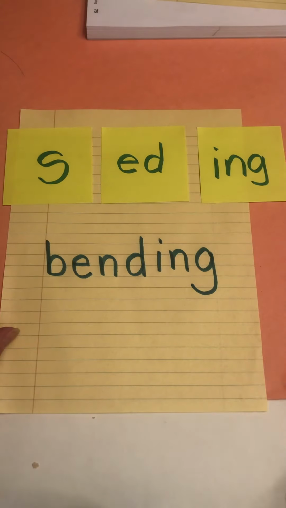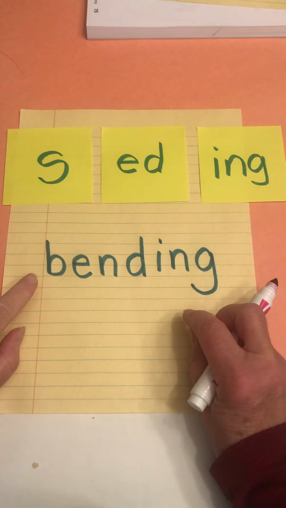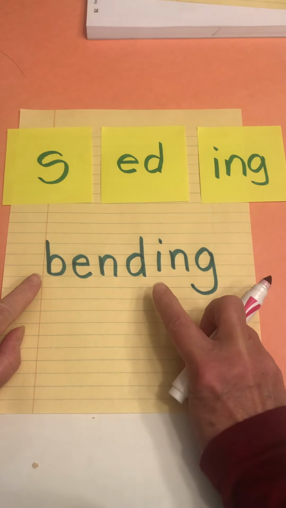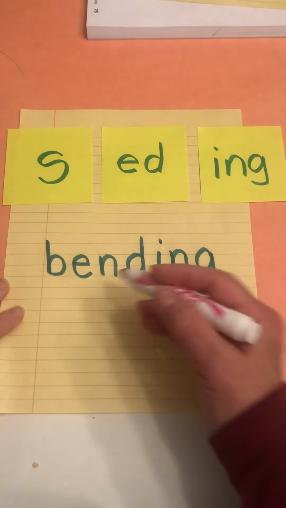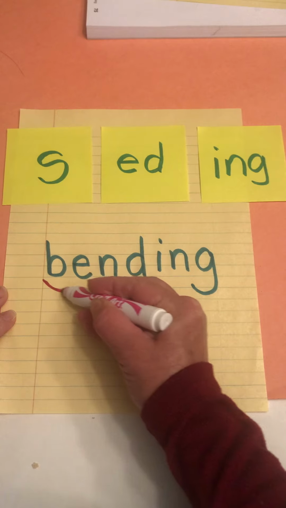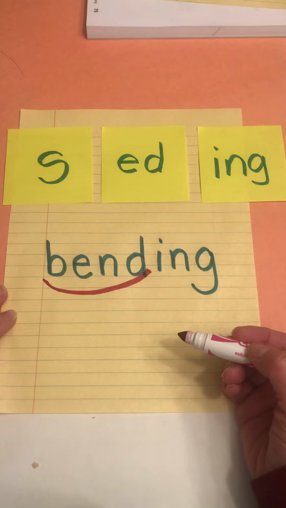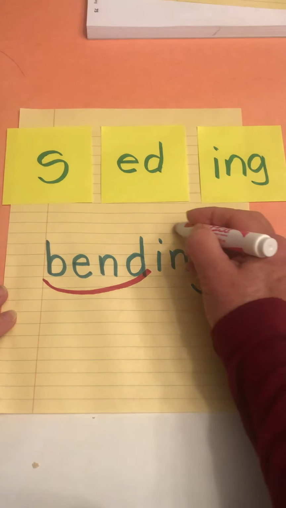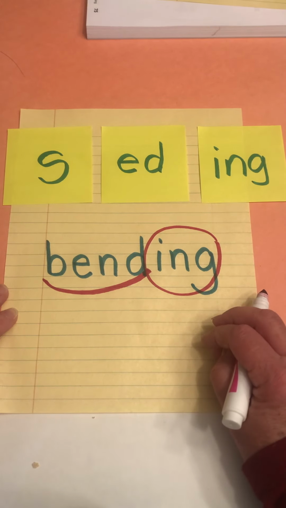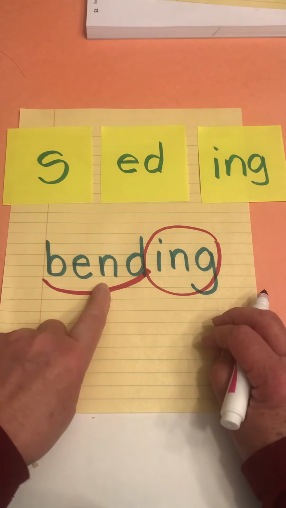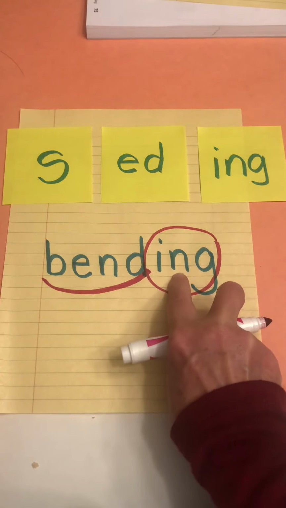All right. Now let's go ahead and mark the word bending. First, let's look for that base word, the word before the suffix. You're right, bend. And the suffix ing gets circled. All right, bending. If you're bending something, you're doing it now. Ing means happening now.